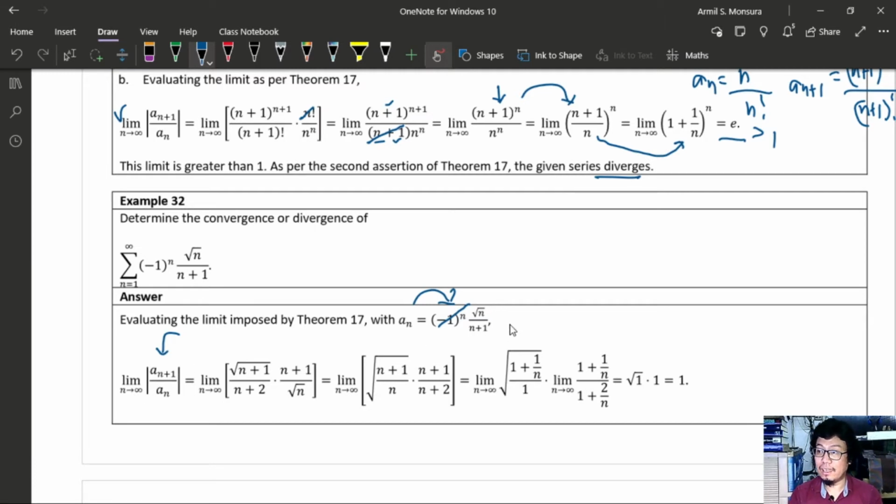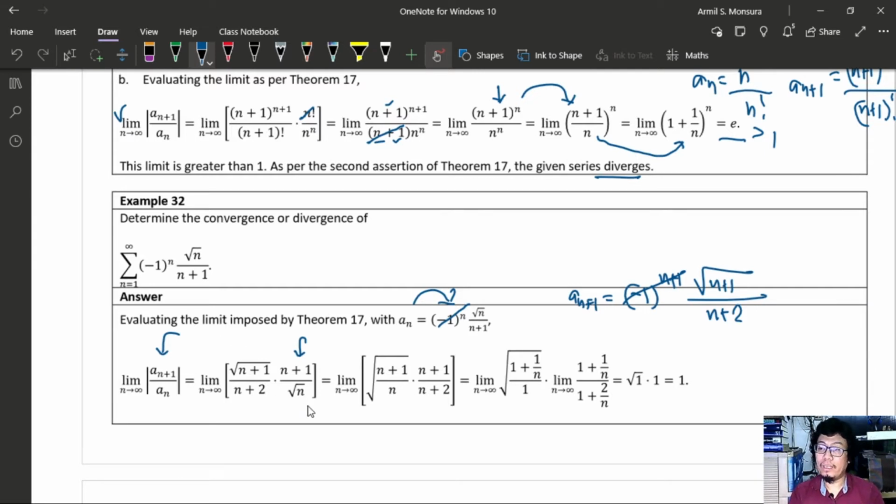And simply write that your a_(n+1) is basically negative 1 raised to n+1 multiplied by the square root of n+1 over n+2. But again, if you put it inside the absolute value, this gets to be ignored. So we have here the square root of n+1 over n+2, multiplied by the reciprocal of a_n, again with the negative 1 raised to n ignored because you are inside the absolute value. So you have this one.